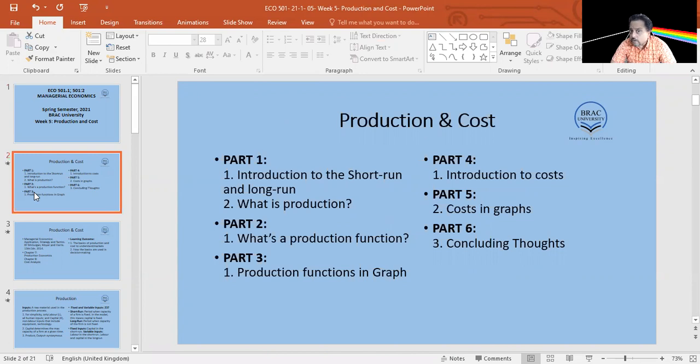And in part 4, we'll introduce costs into the analysis and how costs are viewed in economics. Part 5 will look at the cost functions in graphs. Part 6 will make some concluding thoughts about the next week.